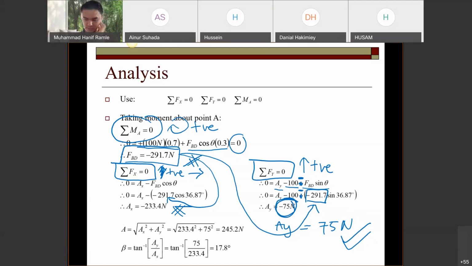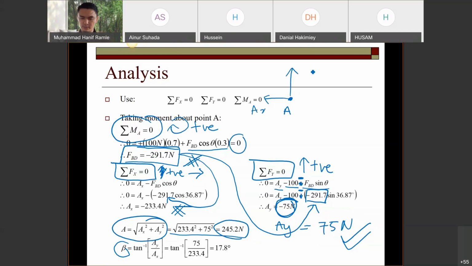Once you have the Ax and Ay, you can get the magnitude of A using this equation, and you will get the value of A. Then you can determine beta, which is the angle of the reaction force. Let's say point A here. The value of Ax is negative, this way. Ay is positive, this way.